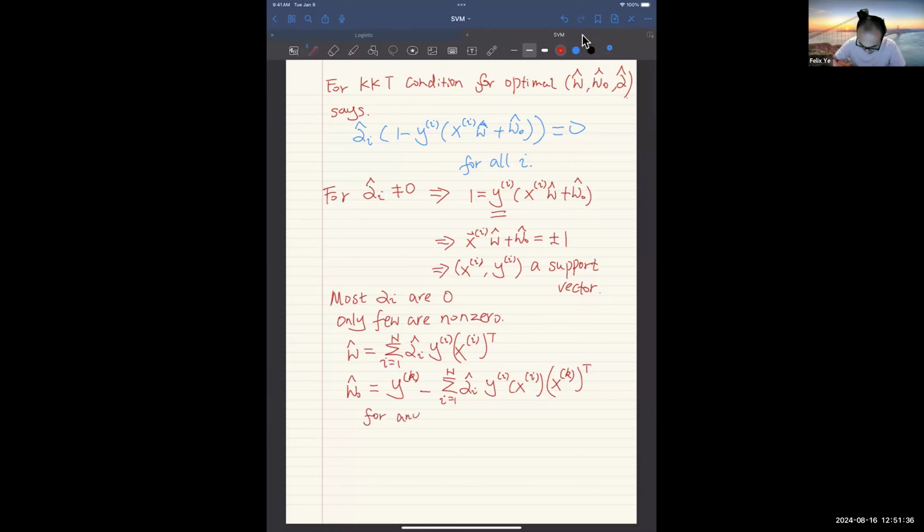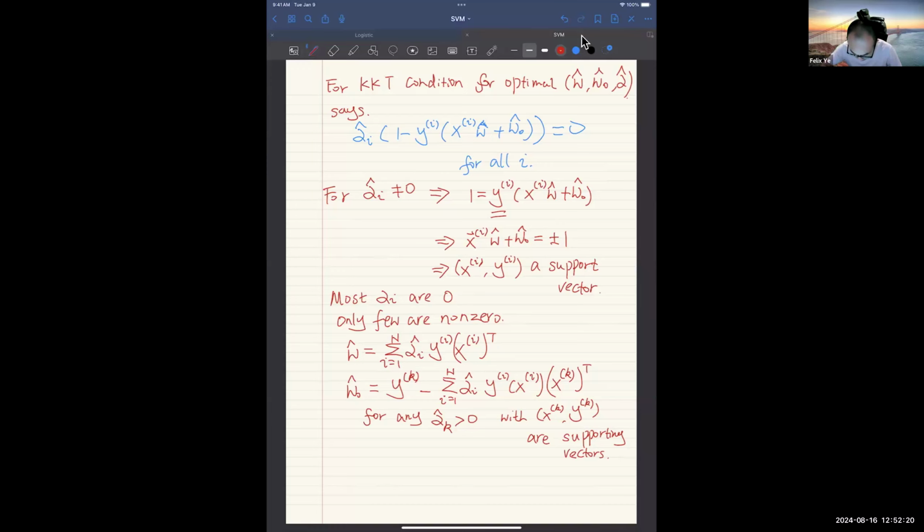For any alpha k hat that is bigger than 0, these correspond to the k with x_k and y_k, which are the supporting vectors. So basically we use the supporting vectors to find the optimal w0.